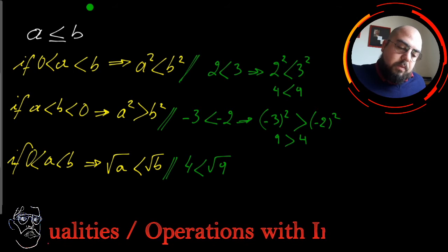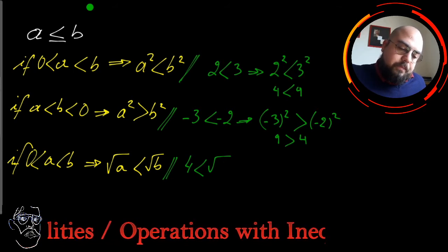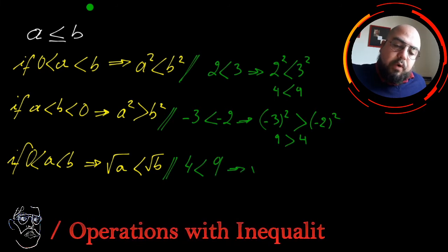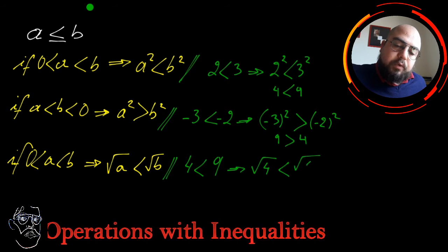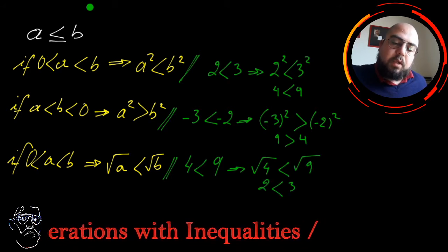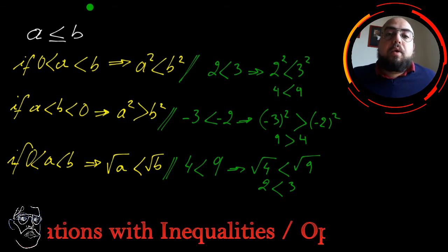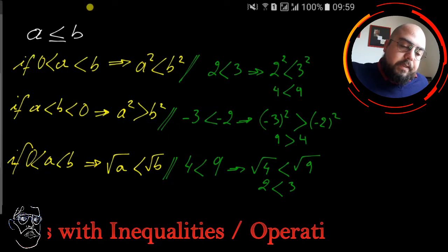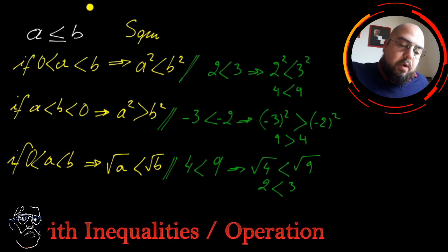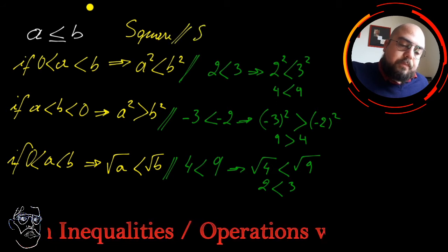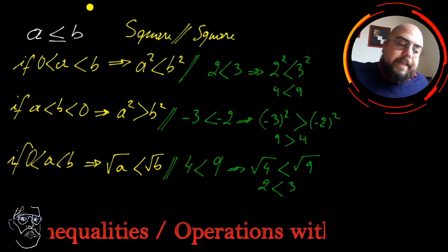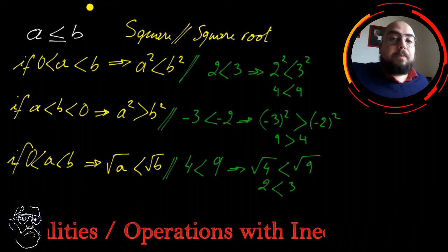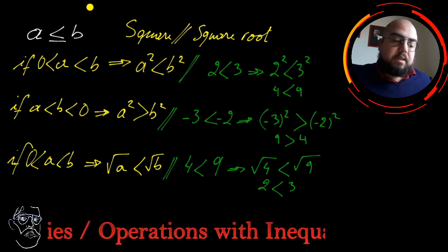4 is smaller than 9, which means the square root of 4 will remain smaller than the square root of 9, and the fact is 2 is smaller than 3. So these are the properties related to squaring or square root that you can use. I'm going to simply add that this is related to square or square root. Now I didn't take the case where A and B are negative and I'm checking the square root because the square root of a negative value does not exist.